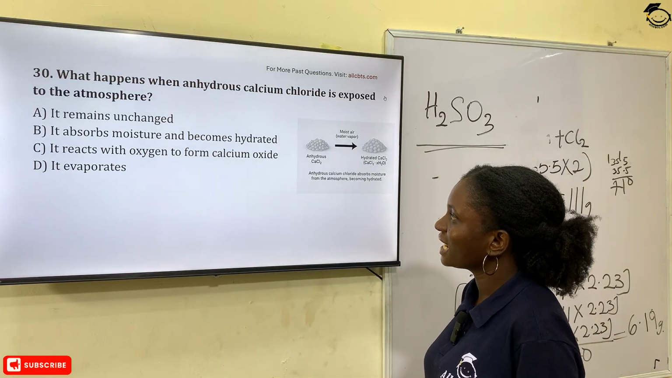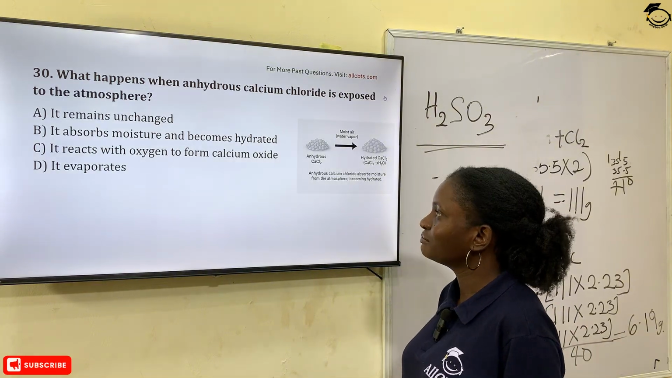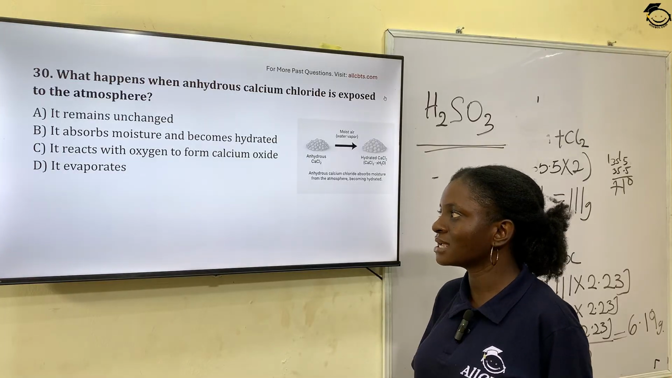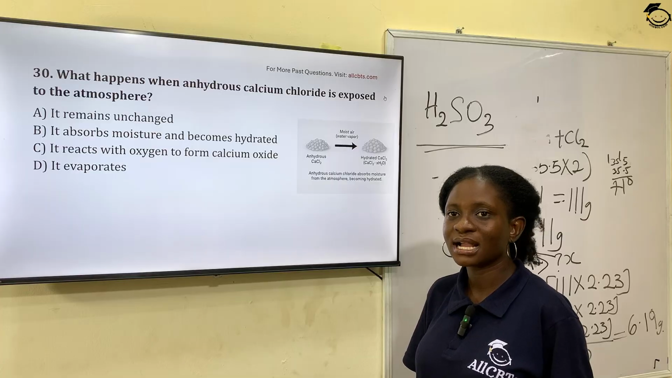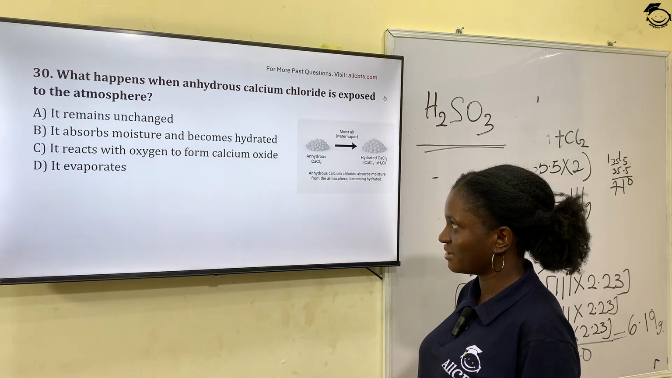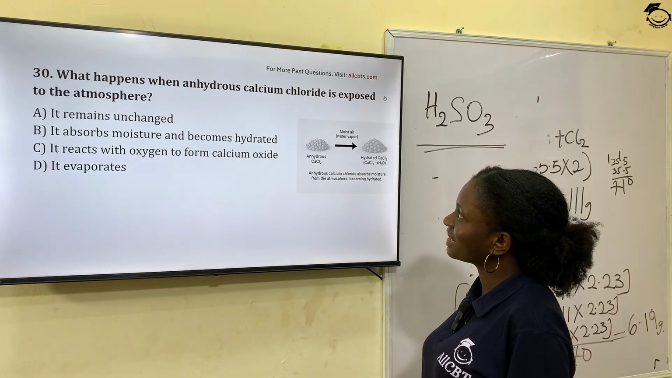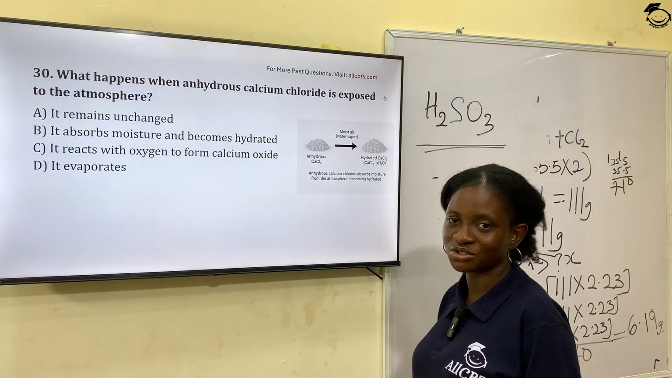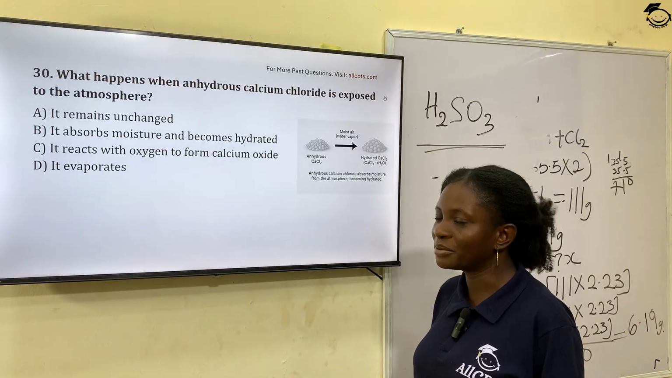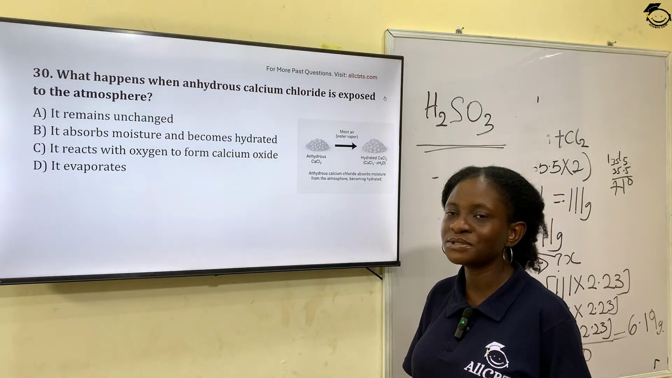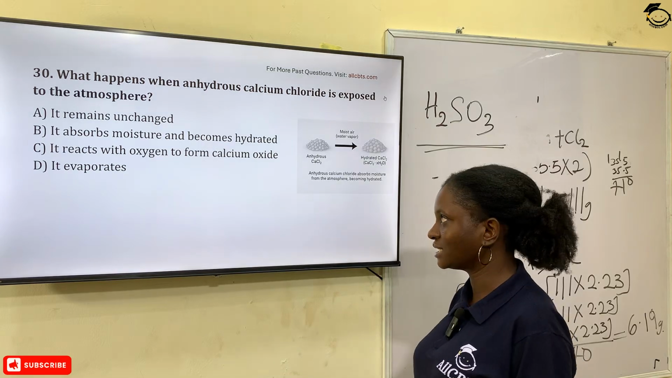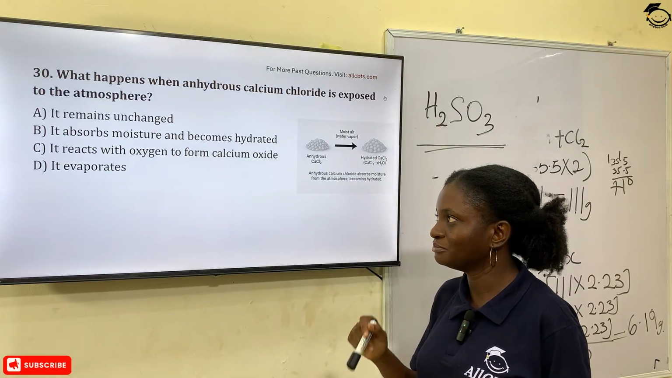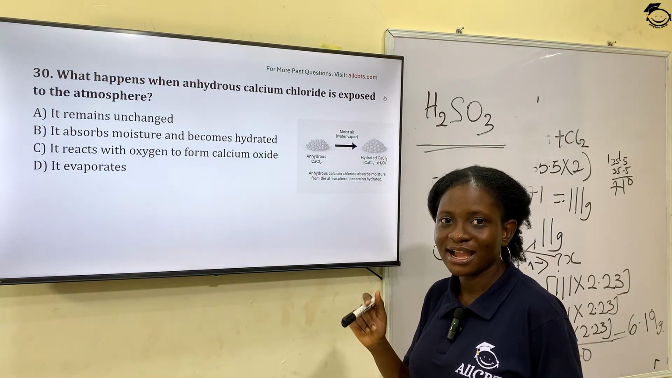So option A, it remains unchanged. B, it absorbs moisture and becomes hydrated. C, it reacts with oxygen to form calcium oxide. D, it's evaporated. Because calcium chloride is hygroscopic in nature, it tends to absorb moisture from its environment. So option B is the correct answer. It absorbs moisture and becomes hydrated. It forms hydrated calcium chloride. Option B is the correct answer.